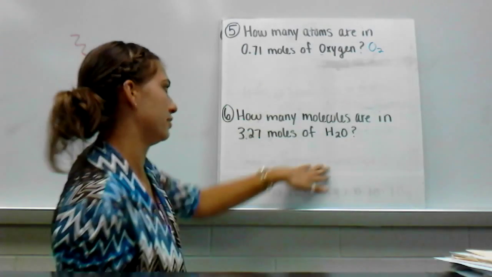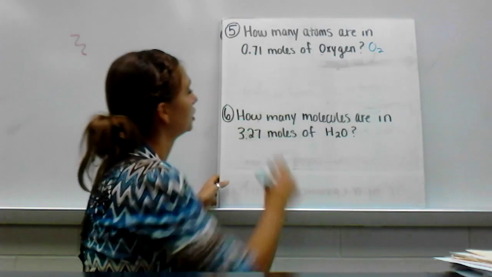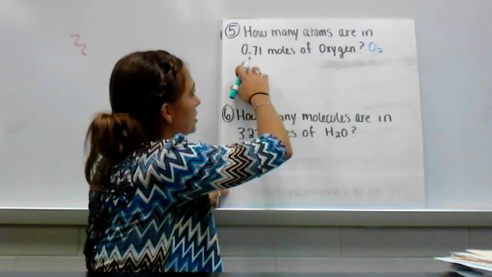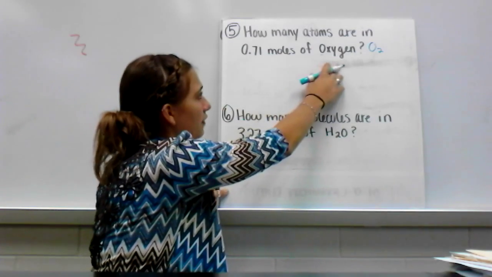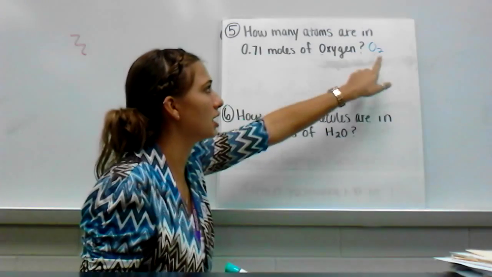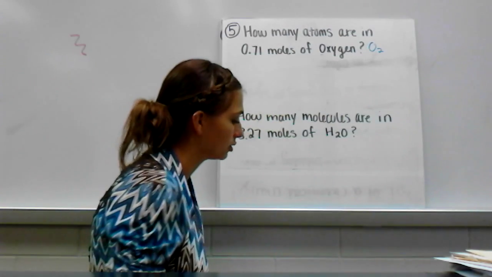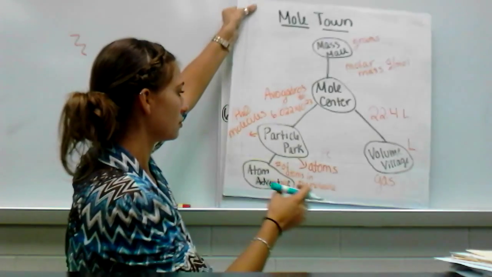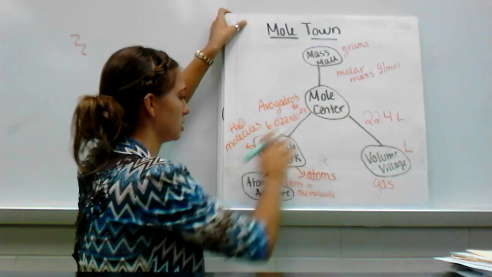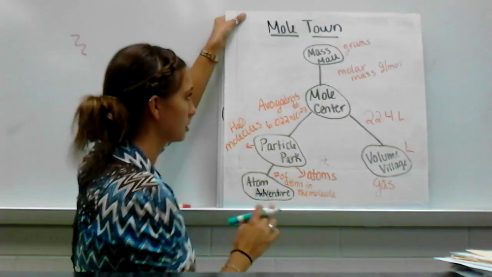This one we'll do together, and this next one you can do on your own. So we want to know how many atoms are in 0.7 moles of oxygen. All right, so here we have more than one atom, so we know that we're going to have to take the long route again. So we have to go from moles to molecules to atoms.